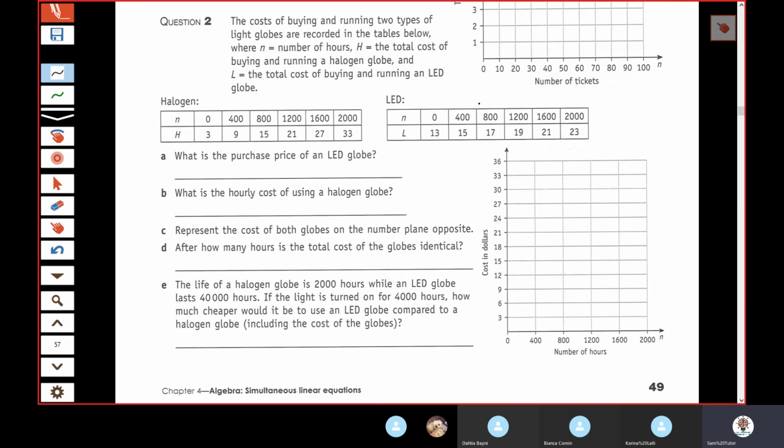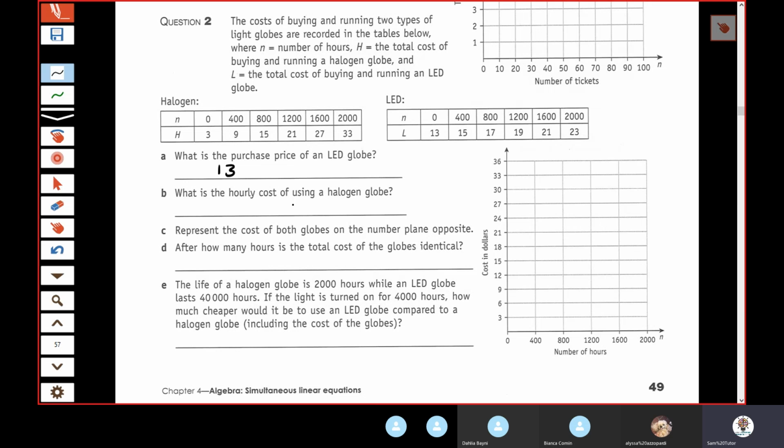It's saying 0 hours, 400 hours, 800 hours of running, 1200 hours of running. And this is the cost: 13, 15, 17. So the one that says N is 0. Yeah, of course, right? 13. The purchase price is when it hasn't even started running yet. That's how much it costs. $13. And then halogen obviously costs $3 because it's cheaper. Number of hours hasn't run yet.